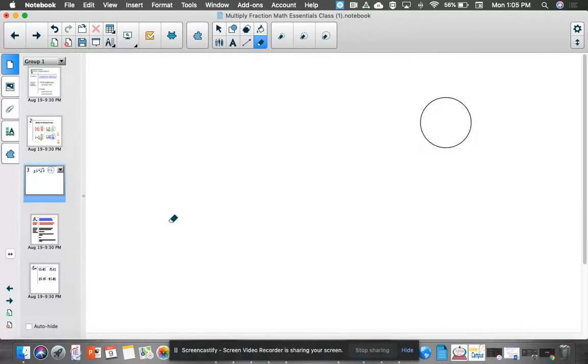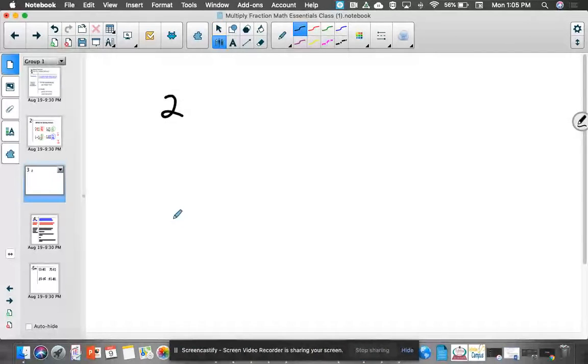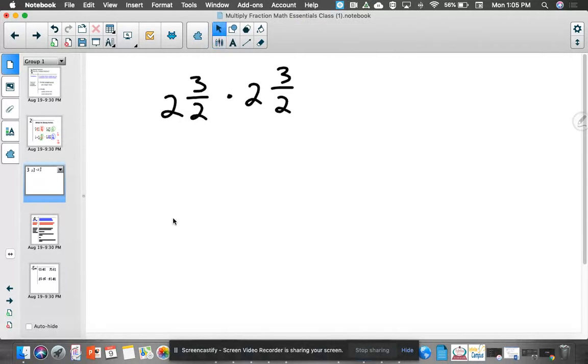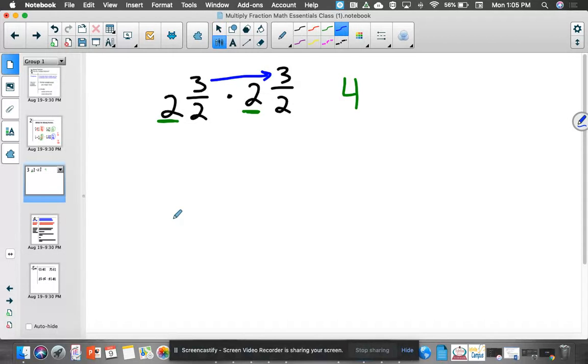Okay, I'm going to do another one just because you might have one where you have to do this. So I'm going to use an improper fraction here, 2 and 3 halves times 2 and 3 halves. So this is a little bit trickier. Okay, so first again, we're going to take our whole number. 2 times 2 is 4. We know that. Now we take our numerators, multiply them. 3 times 3 is 9. 2 times 2 is 4.